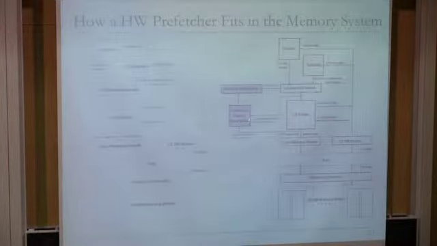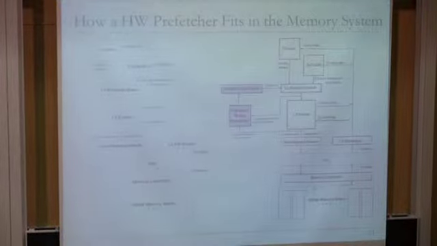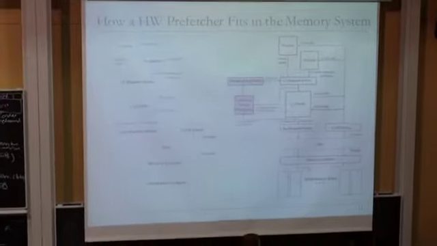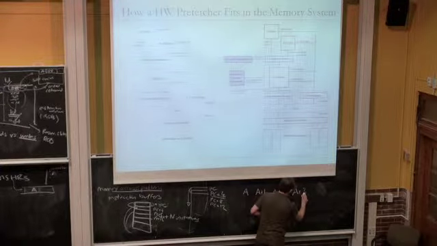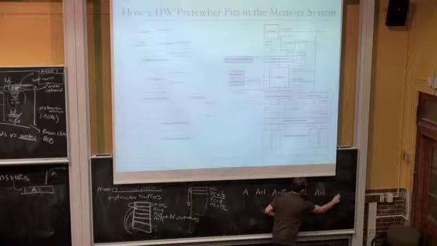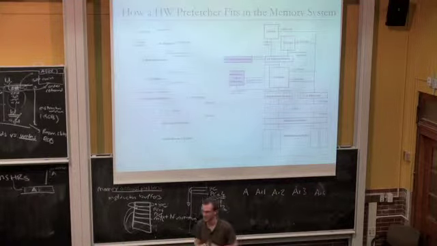In this case, I call this a hardware stream prefetcher. And the idea of a stream prefetcher is to detect streaming accesses. Accesses like this. Address A, next cache block is access address A plus 1, next cache block A plus 2, A plus 3, A plus 4, dot, dot, dot. And you can imagine it's easy to detect, right?